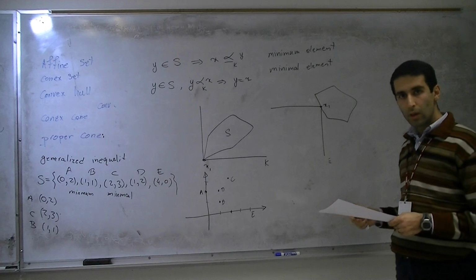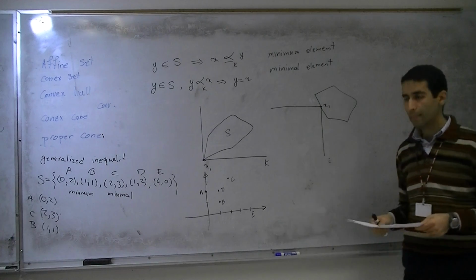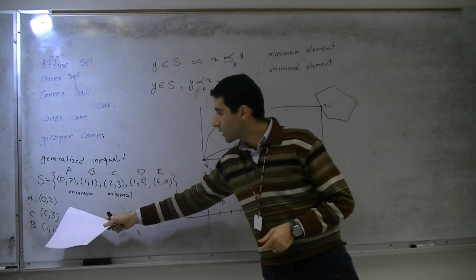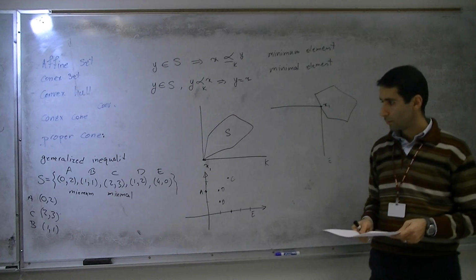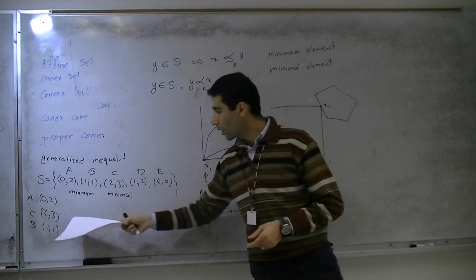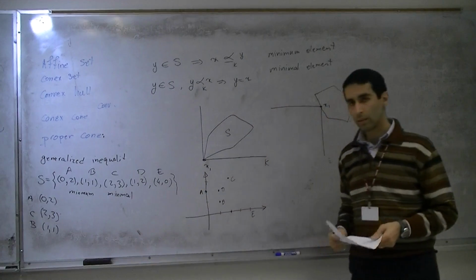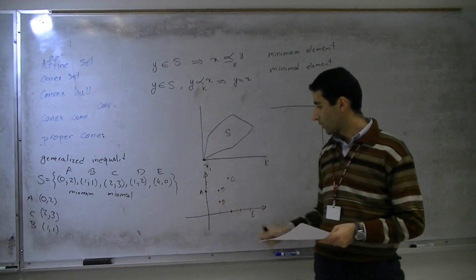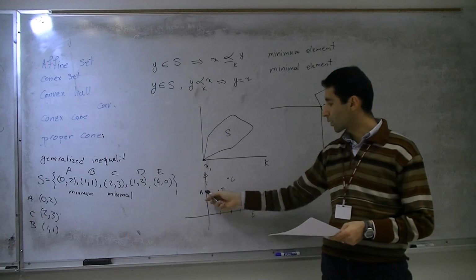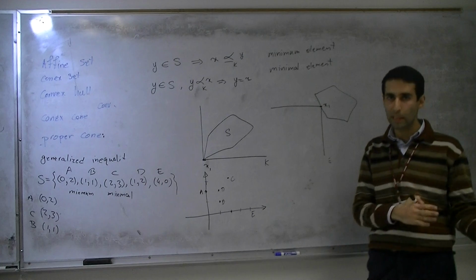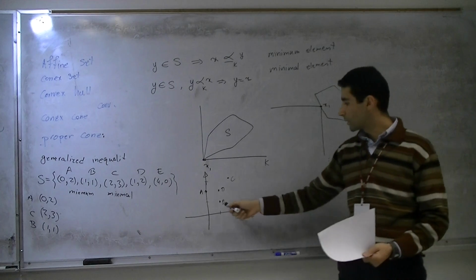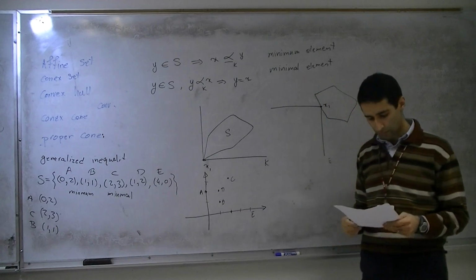A and B are minimum. C is not minimum. Yes. But A and B are minimum, because if there is something there, we cannot compare these two with each other. For example, this one is less than the other. Because of this, they are minimum elements of the set.